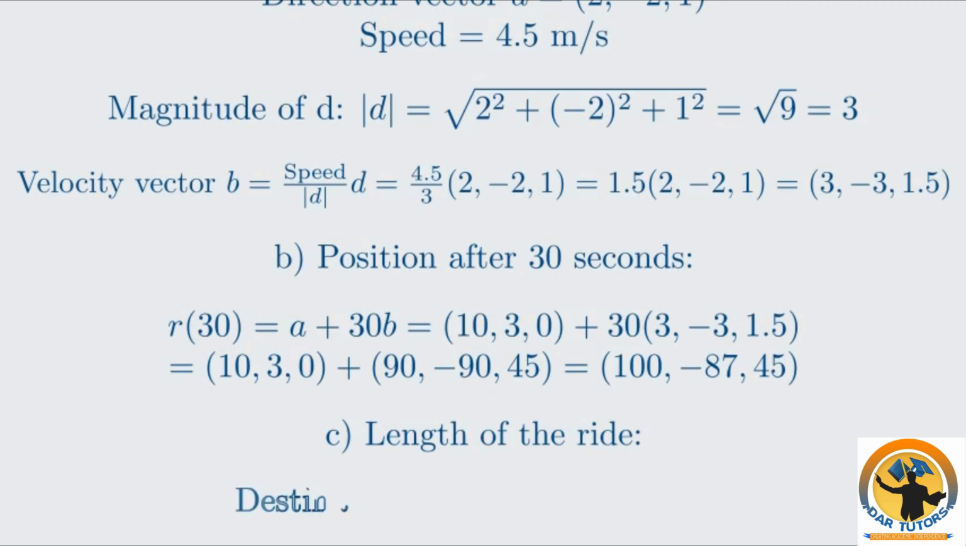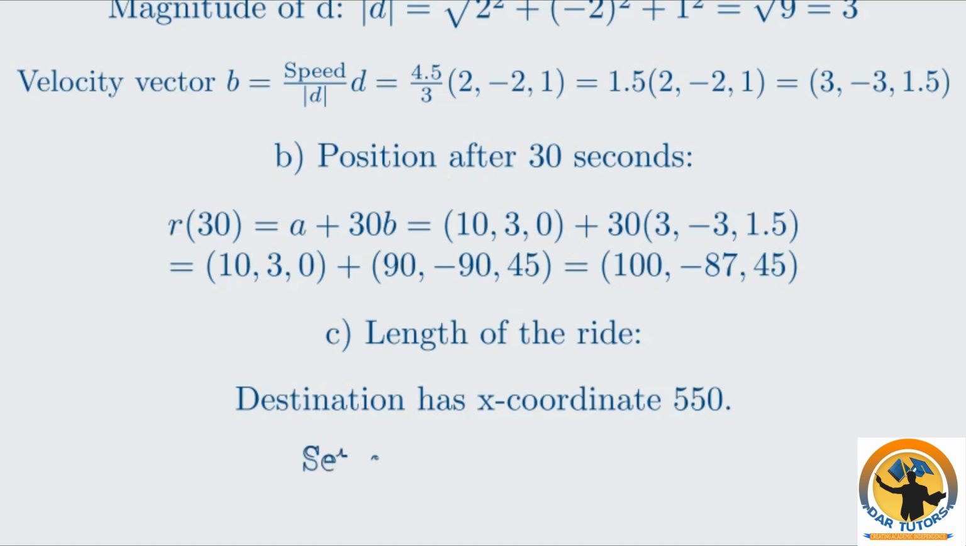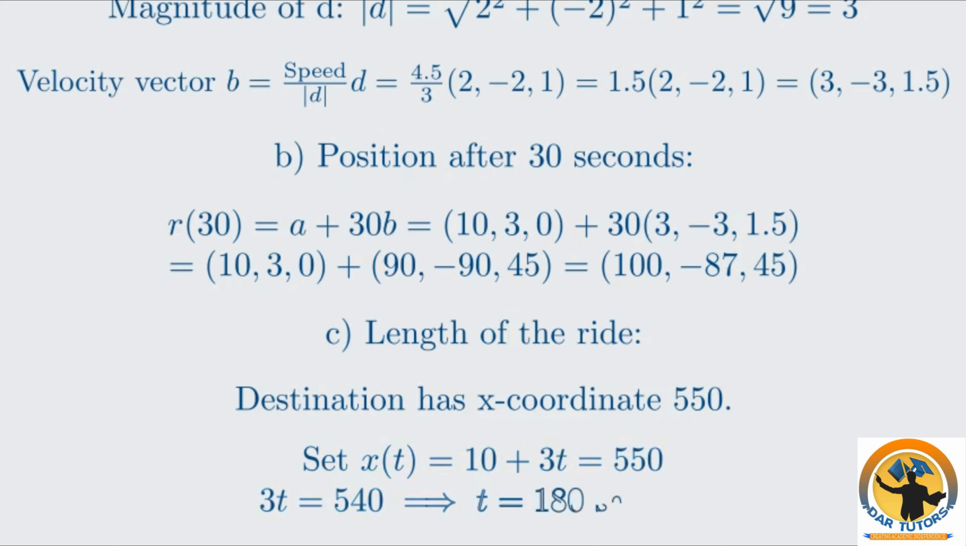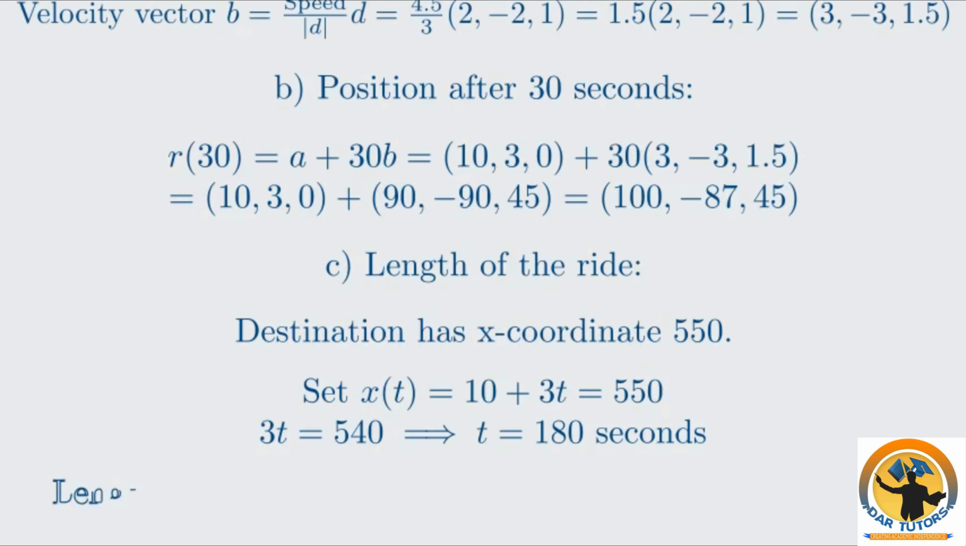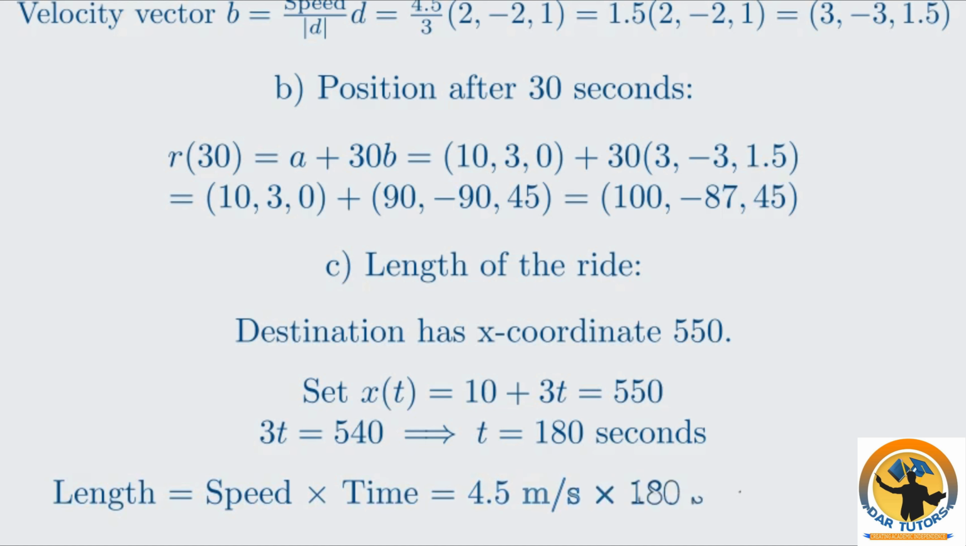Next, the length of the ride. We are told the destination has an x-coordinate of 550. We set the x component of our position vector, 10 plus 3t, equal to 550. Solving for t, we find that t equals 180 seconds. The length of the ride is the total distance traveled, which is speed times time. That's 4.5 meters per second times 180 seconds, which equals 810 meters.